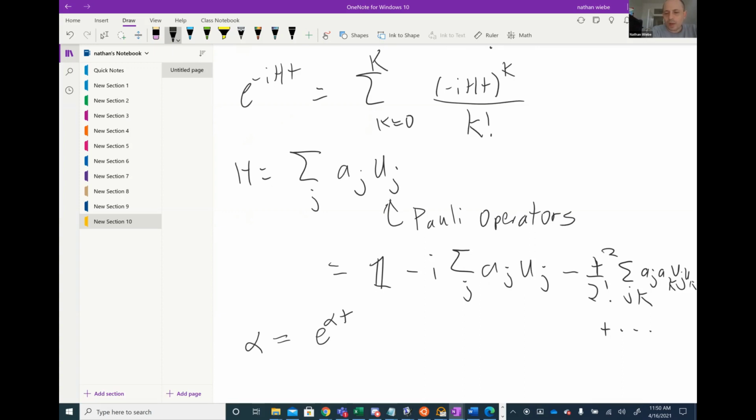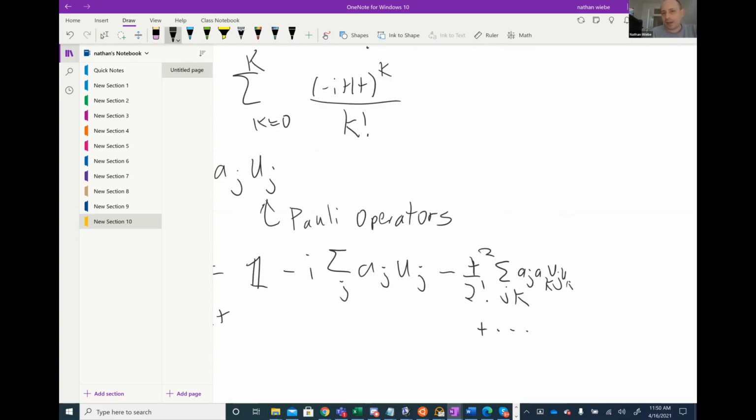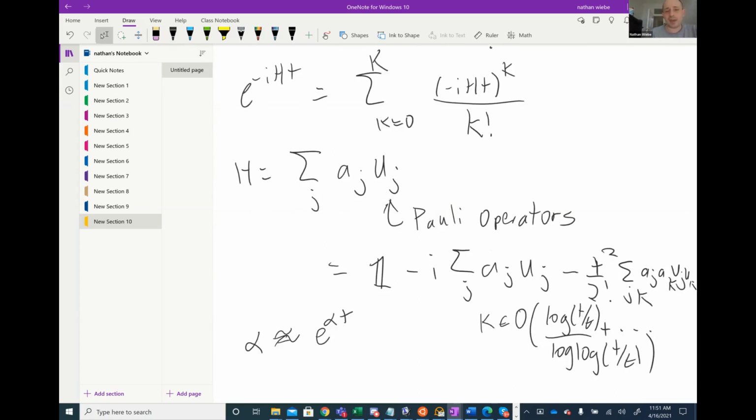Okay, so what we can do from that, or I should say it's approximately equal to this because we've truncated the sum at capital K. And I'm not going to worry about the truncation error too much. The value of K that we need in order to ensure that our error is epsilon, by the way, is in order log T over epsilon over log log T over epsilon. So this error can be made small by increasing K at relatively low cost.